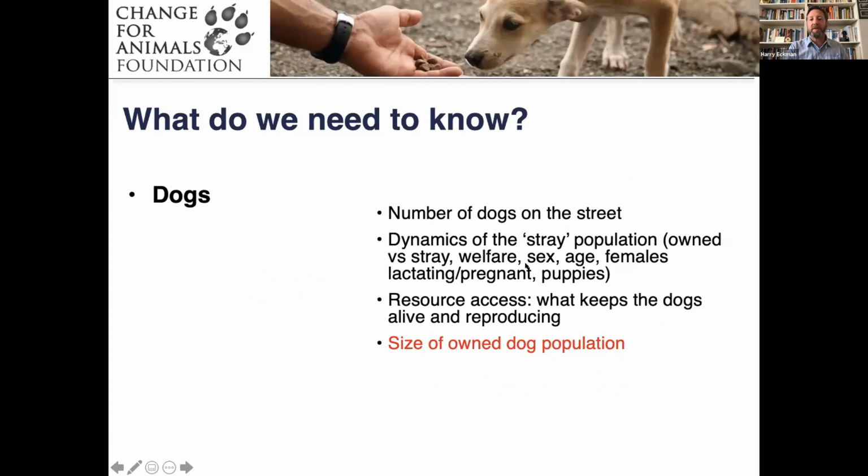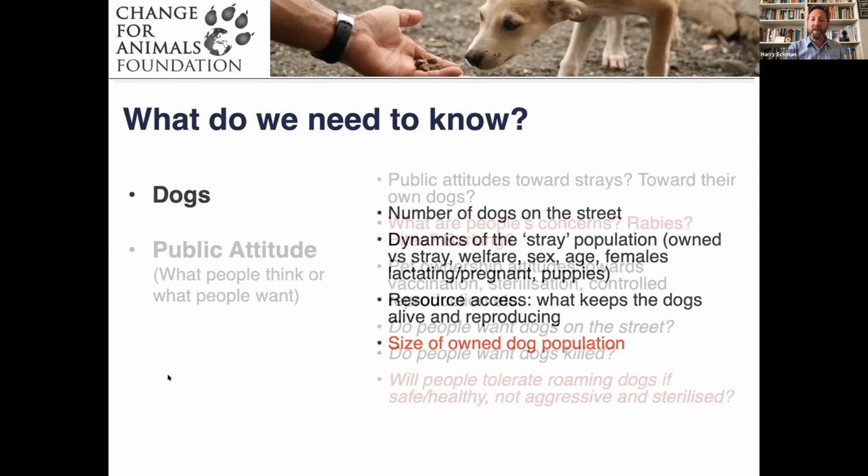You also need to look at the dynamics of the population. Are they owned? Are they stray? Because if the majority of dogs or a large proportion are born on the street, well, then sterilization is important. But that would be trap, neuter, and release. But if a large proportion is owned, well, then you might want to look at responsible pet ownership or still do sterilization, but then it's the owner's responsibility. They should be maybe bringing their dogs to a veterinary clinic.